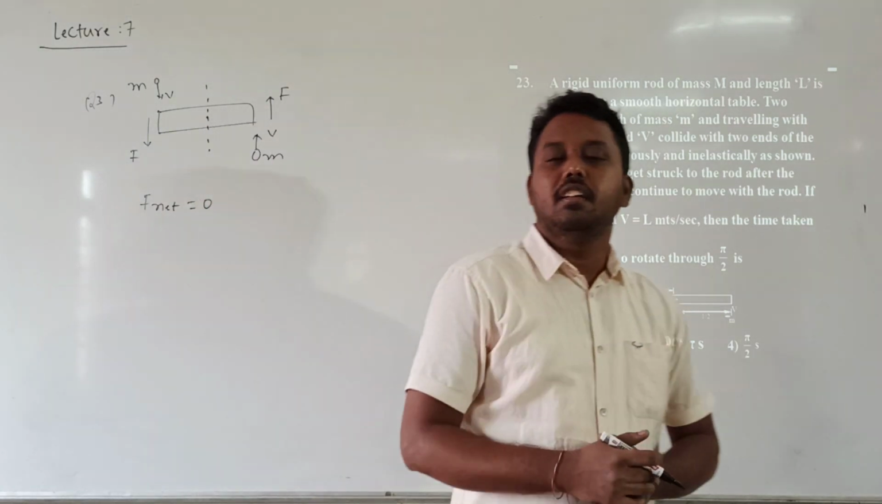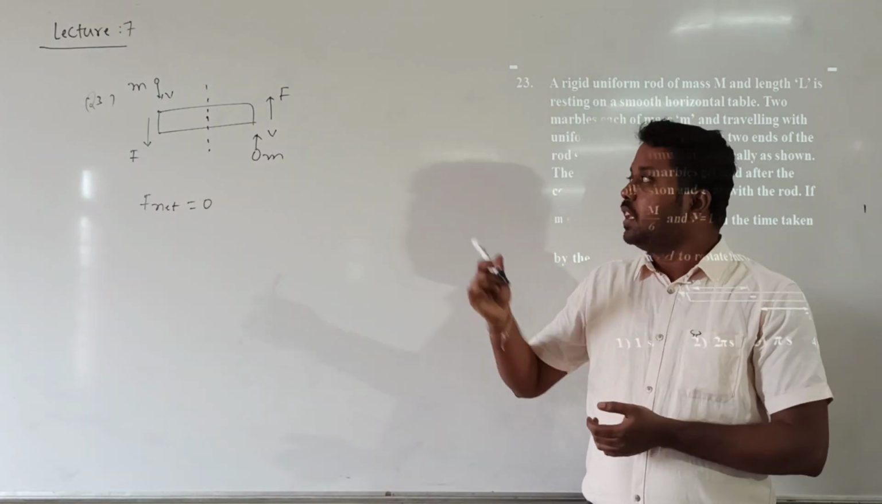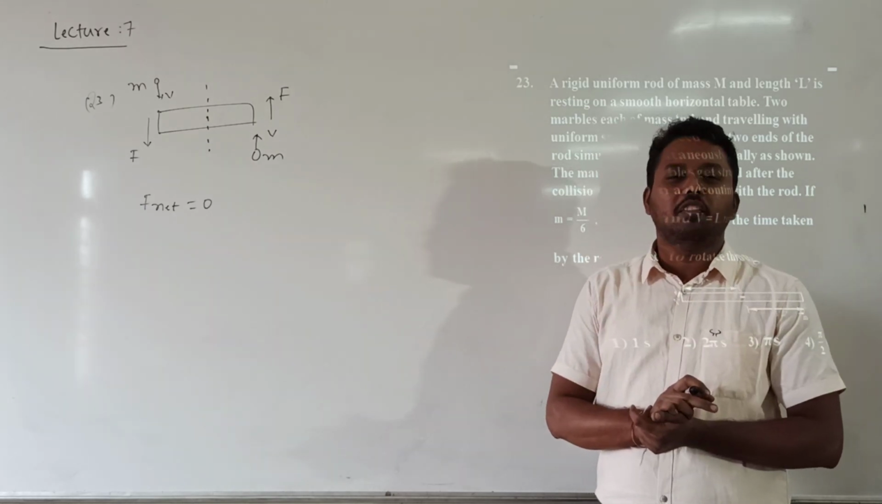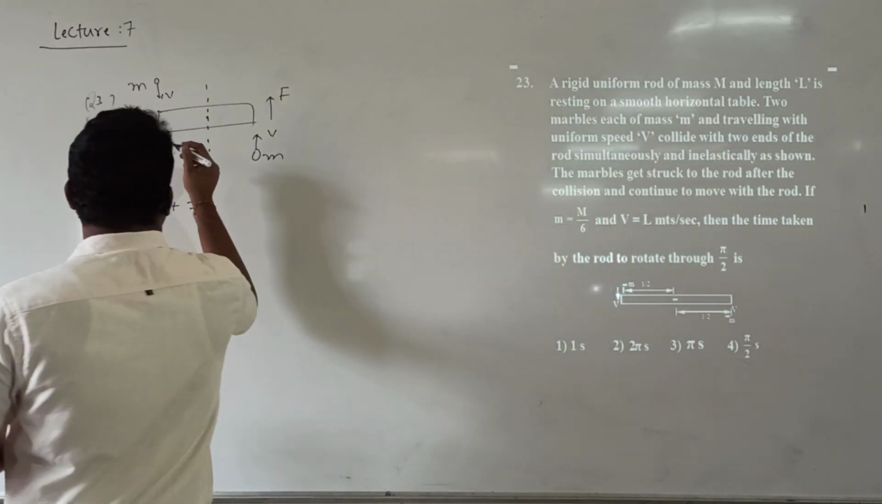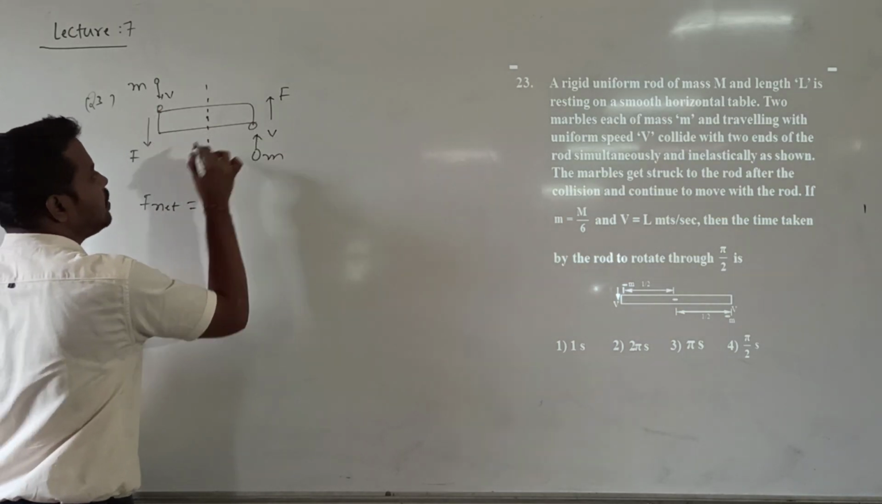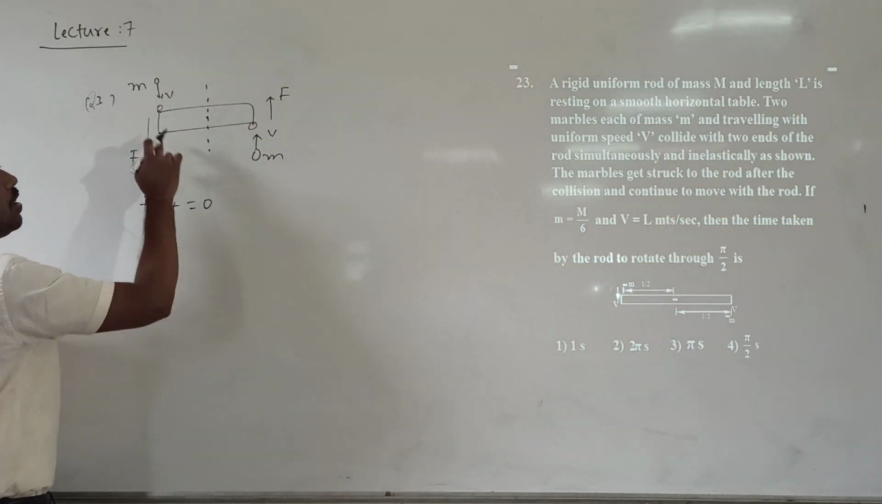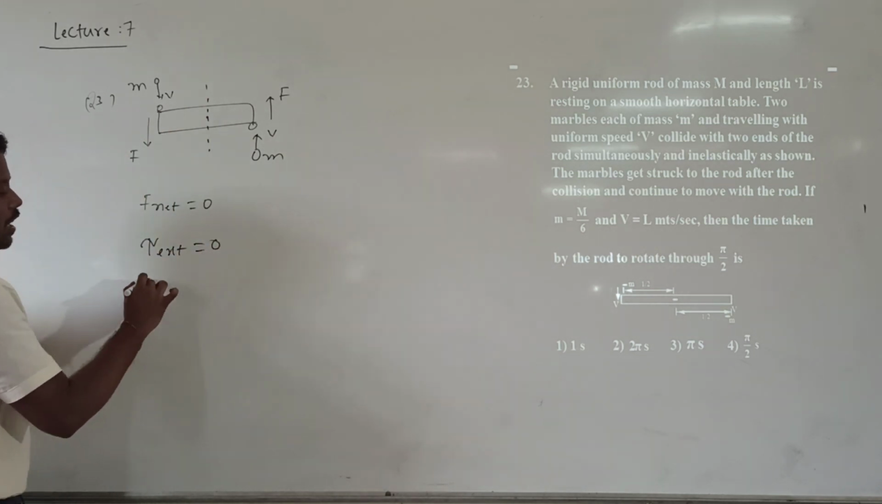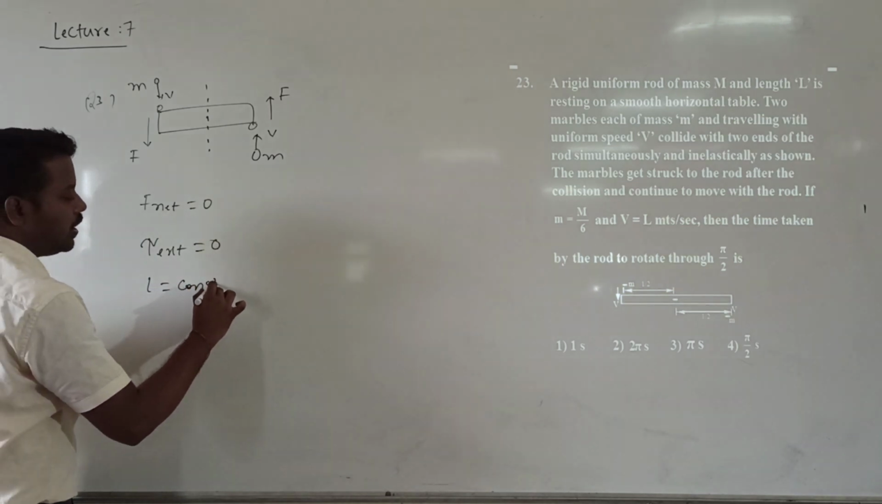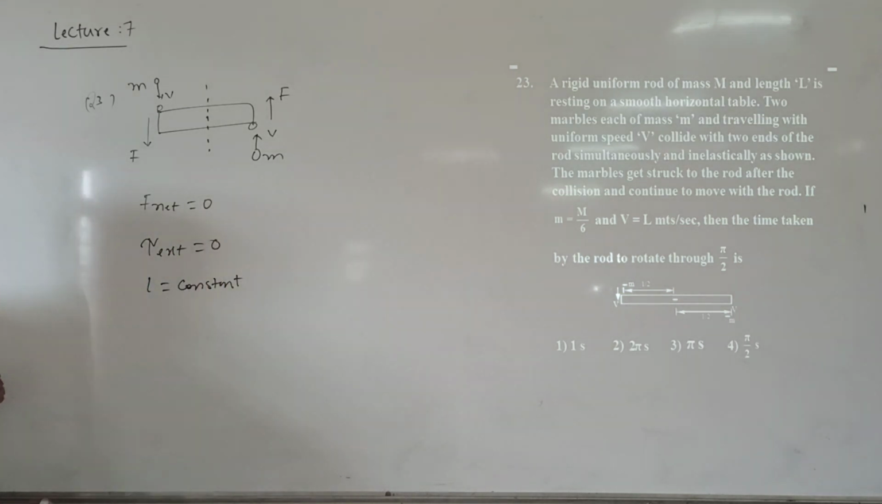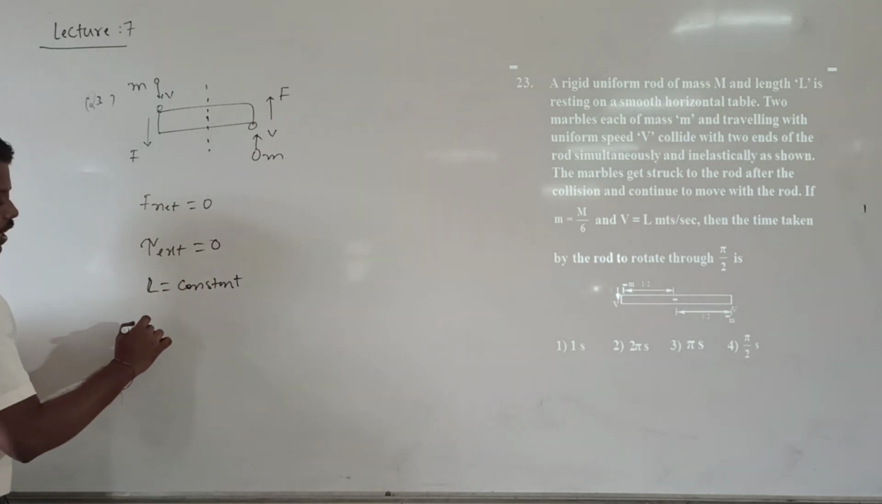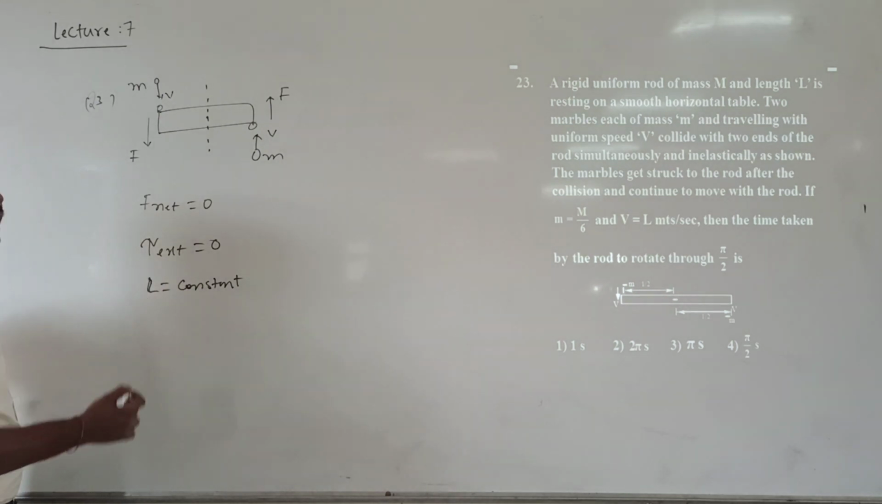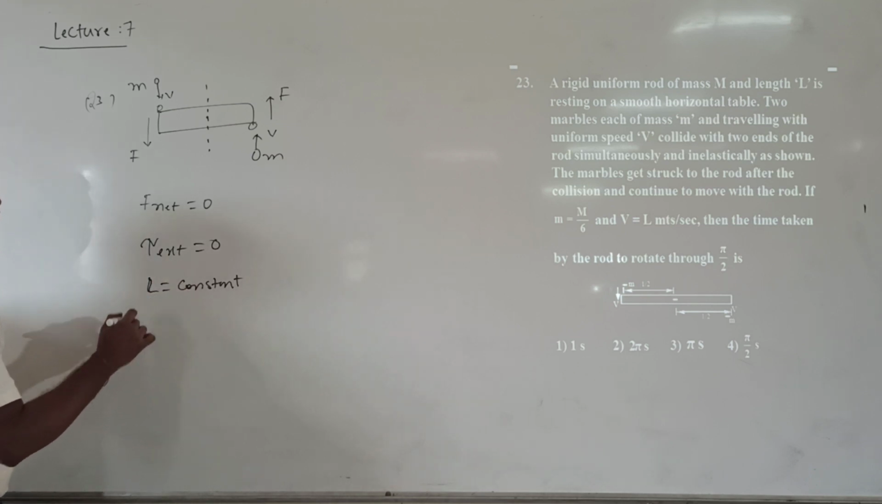But remember, one important point here is that the external torque is 0. Why? Because after hitting the rod, the particles stick to this rod. Now the particles become part of the system of the rod only. So the external torque acting on the rod will be equal to 0. That's why the angular momentum remains constant according to the law of conservation of angular momentum. L is constant, L is nothing but I into omega. So initial angular momentum is equal to final angular momentum. That is what I can write.